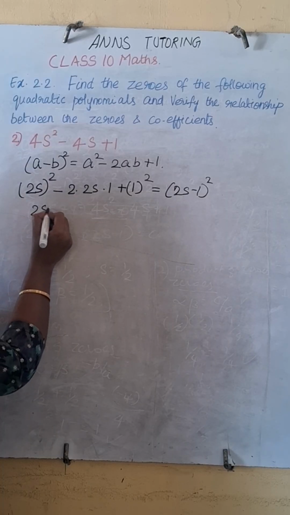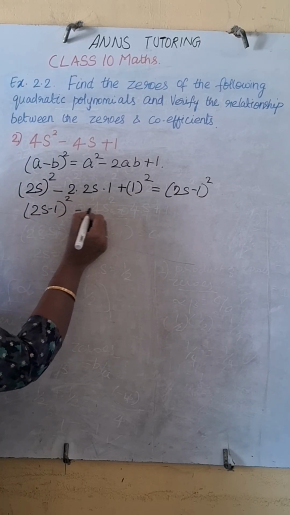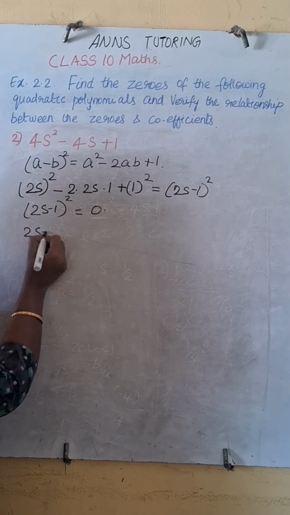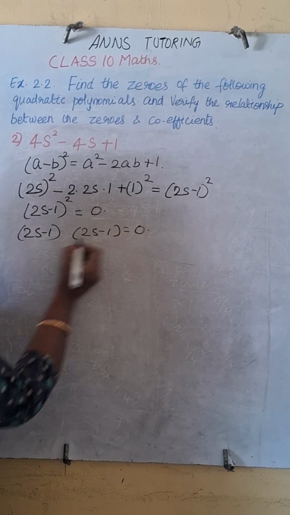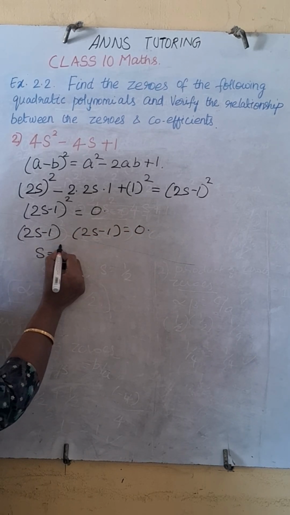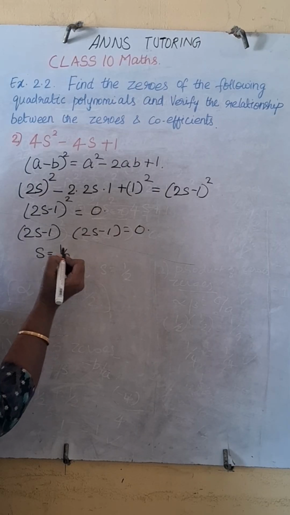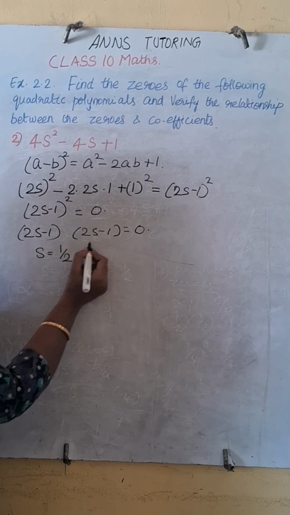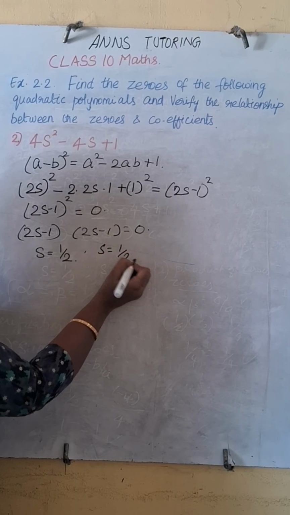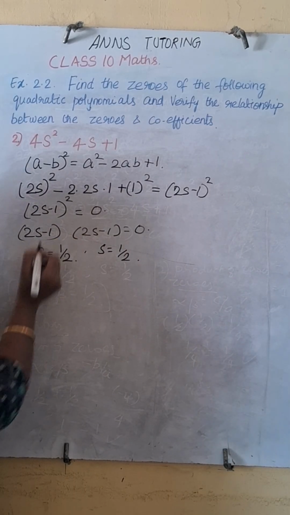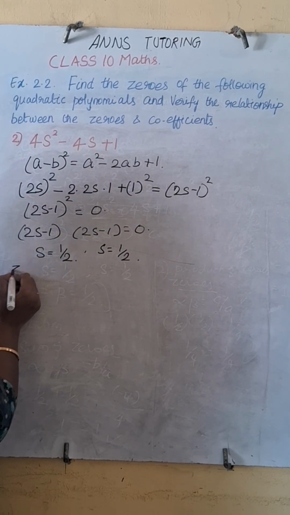So (2s minus 1) whole square is equal to 0. So 2s minus 1 equal to 0, and here also 2s minus 1 equal to 0. So s is equal to 1 by 2, and here also s is equal to 1 by 2.